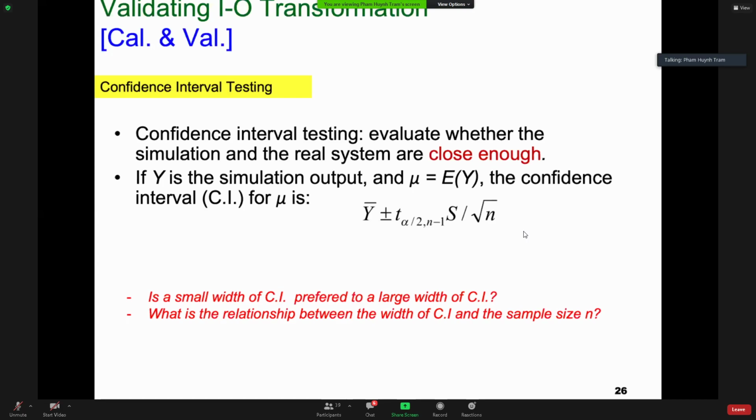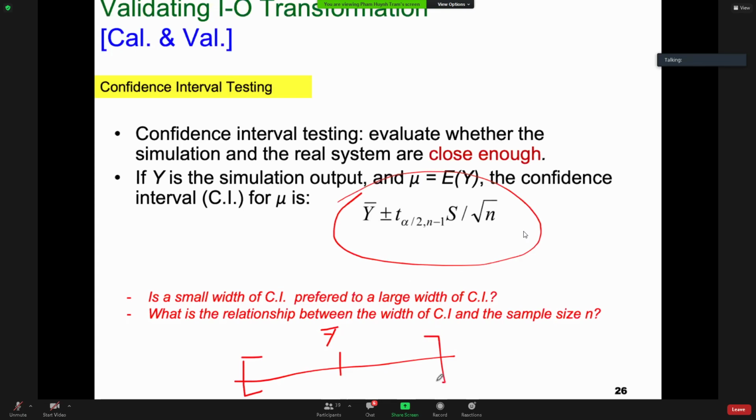Firstly, let us look at the formula to calculate the confidence interval for our average value here. Do you have any comment on this one? What is the relationship between the width of the confidence interval and our sample size? We try to estimate the average value from our model. This is the average value, and we can also compute the confidence interval using this equation. So what is the relationship between the width of this confidence interval and the sample size, or the number of replications that we carry out?